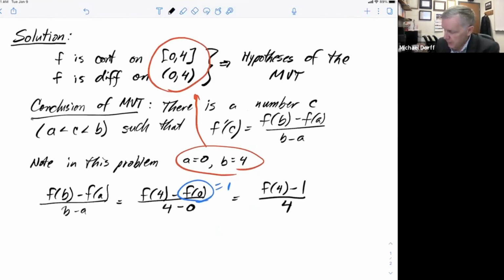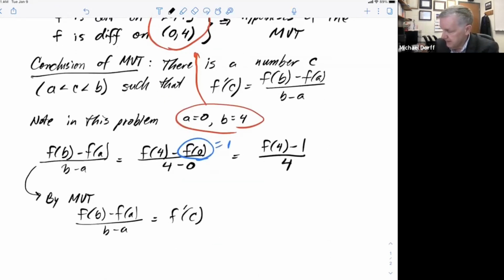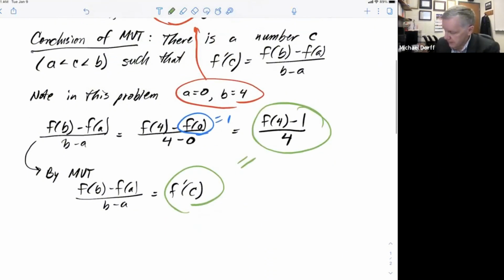By the mean value theorem, f of b minus f of a over b minus a is going to equal the derivative at c. So we can take these two parts, and they have to be equal to each other. In other words, there's a c value such that f prime of c is going to equal f of 4 minus 1 over 4.